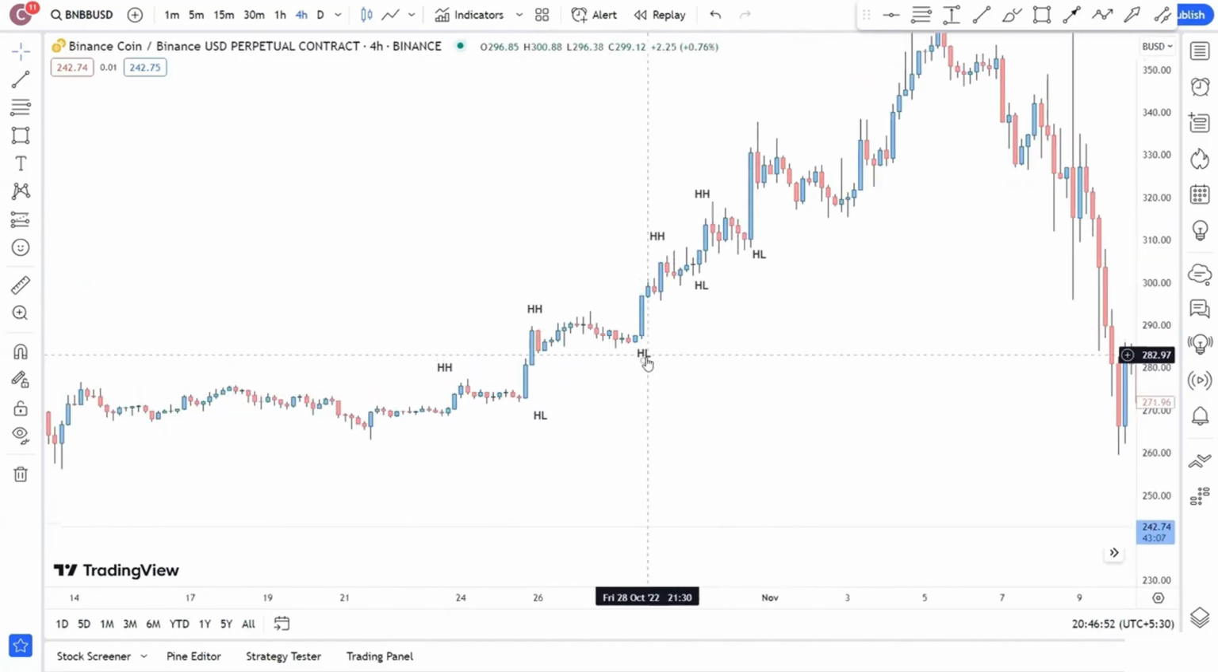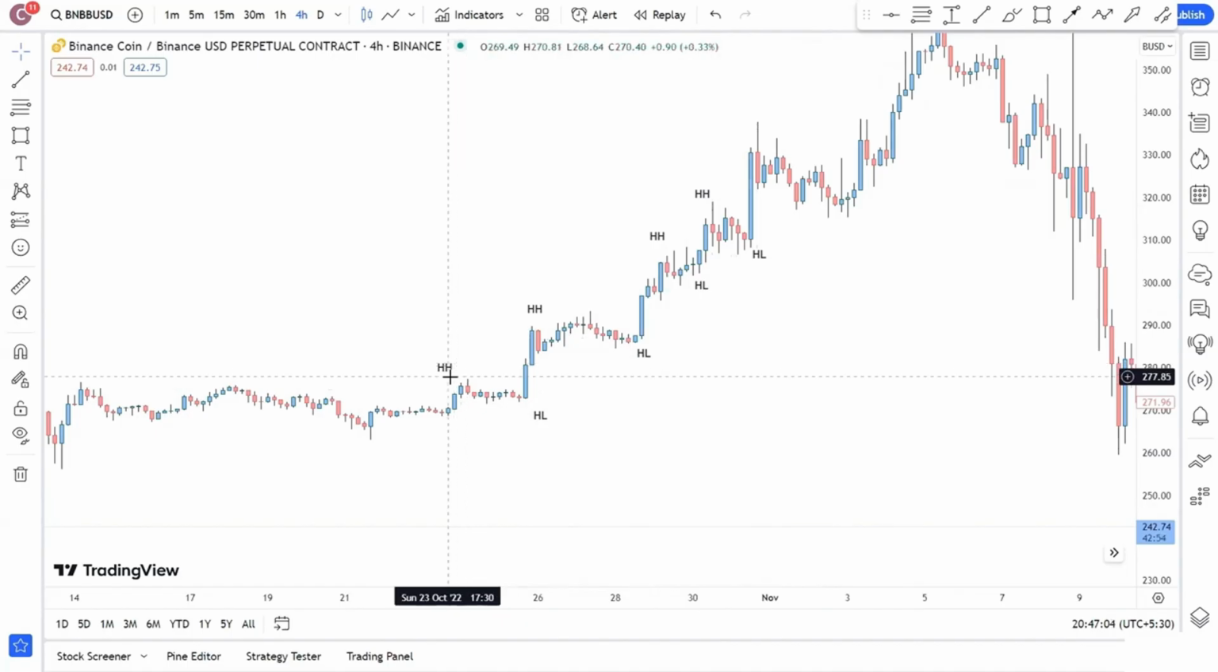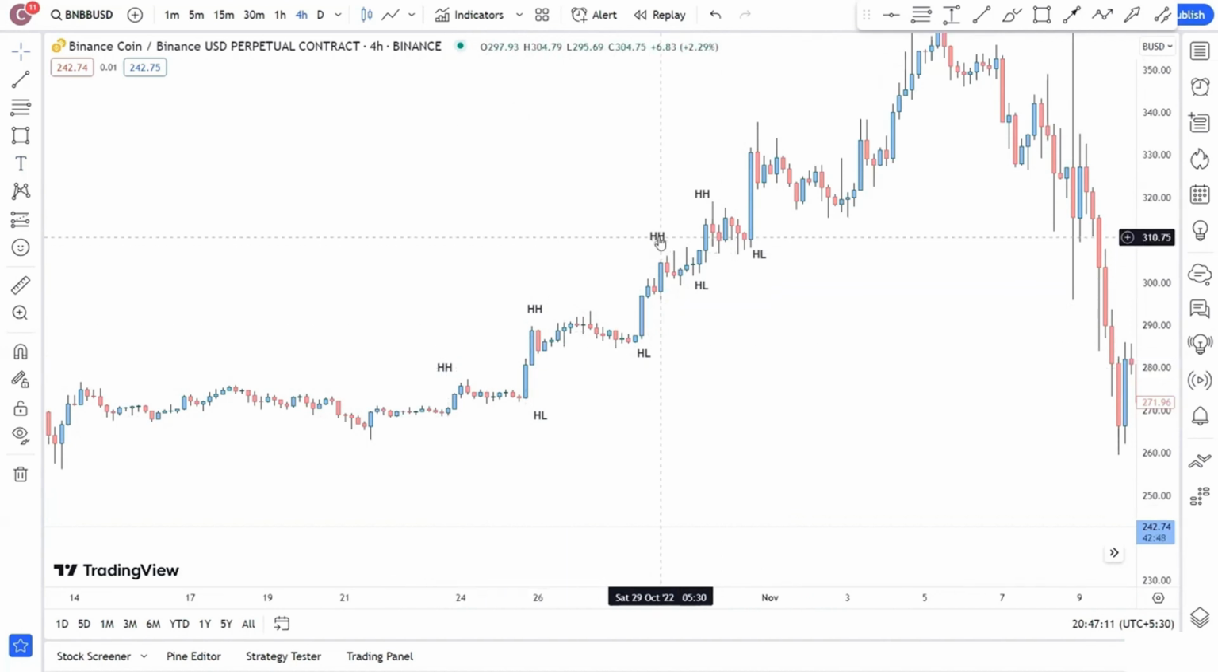Why are we calling it higher low? Because this is a low, higher low, because this is higher than the previous low. This one is higher than the previous low. This one is higher than the previous low. Why are we calling it higher high? Because this high is higher than the previous high. This high is higher than the previous high. This high is higher than the previous high.